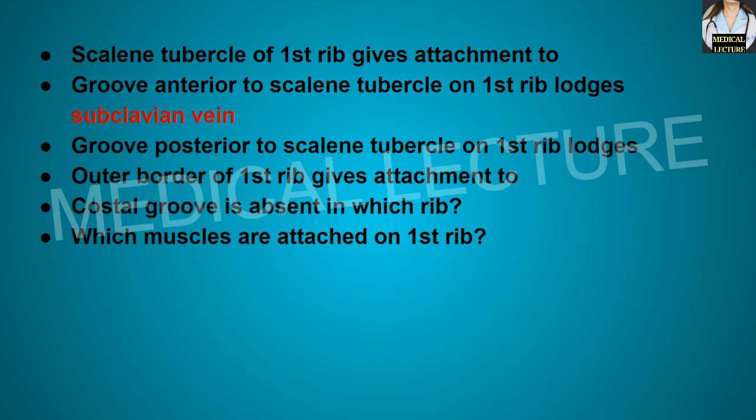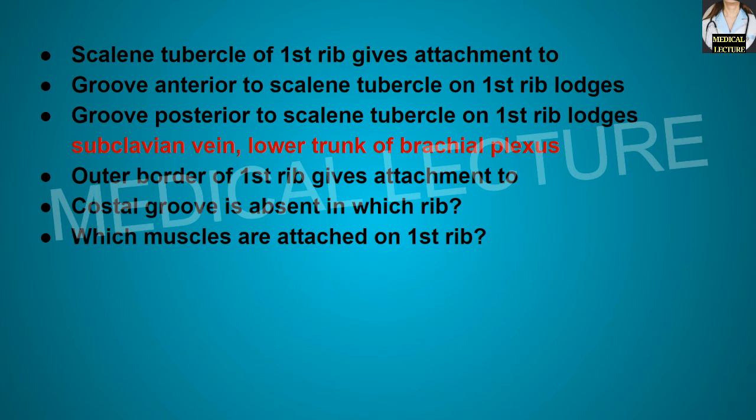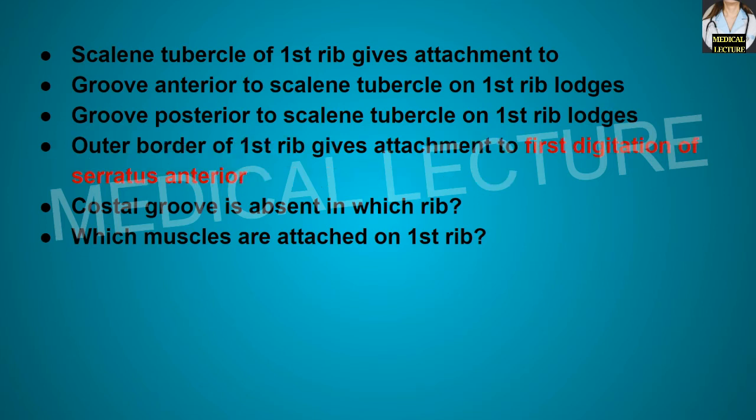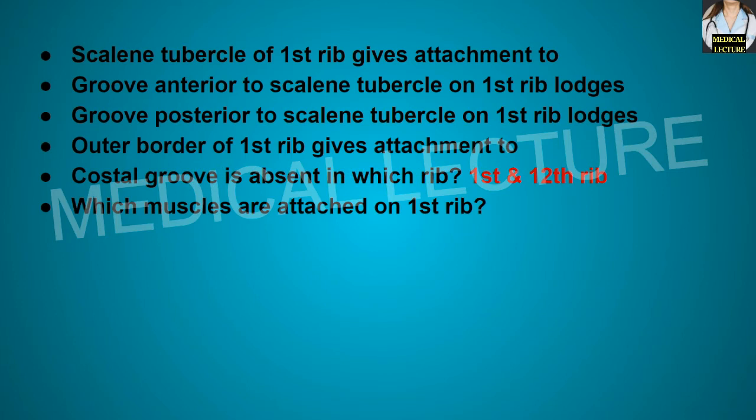Groove posterior to the scalene tubercle on the first rib lodges which structures? Subclavian artery and the lower trunk of the brachial plexus. Outer border of the first rib gives attachment to first digitation of the serratus anterior muscle. Costal groove is absent in which rib? First and the 12th rib. Which muscles are attached on the first rib?